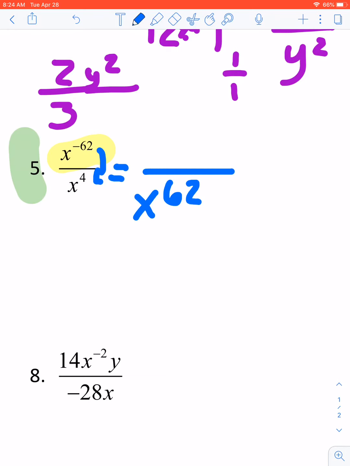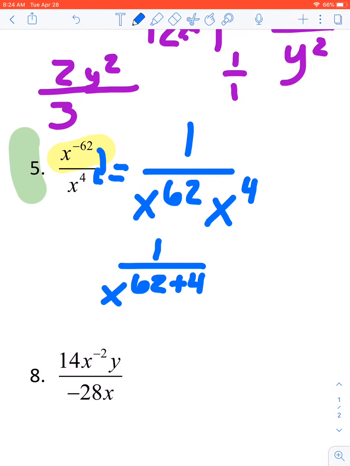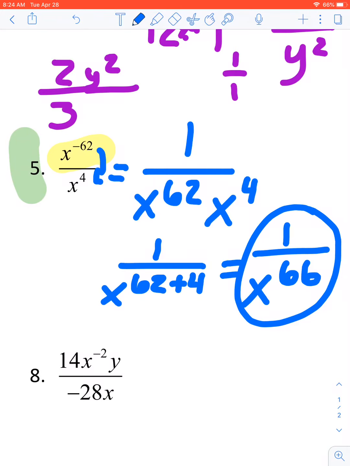So I move the location. If it's in the numerator, I move it to the denominator. If it's in the denominator, I move it to the numerator. The x to the 4 is perfectly fine there, so I leave it. And just like last week, if there's nothing on top, there's a placeholder of 1. Now I do the product property. So it's 1 over x to the 62 plus 4, because when I multiply, I add. So I'm left with 1 over x to the 66, and I'm done. With negative exponents, you move the location and then fall back on the properties we've talked about before. So that's our answer for number 5.